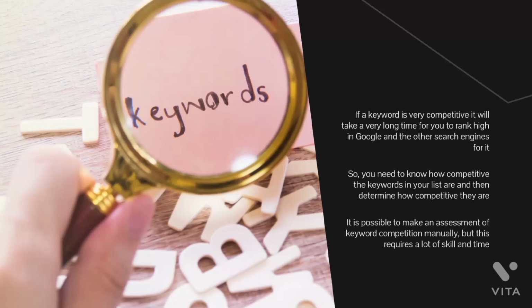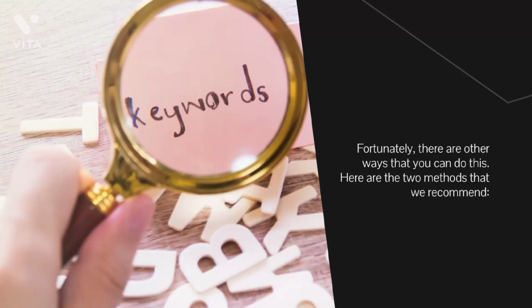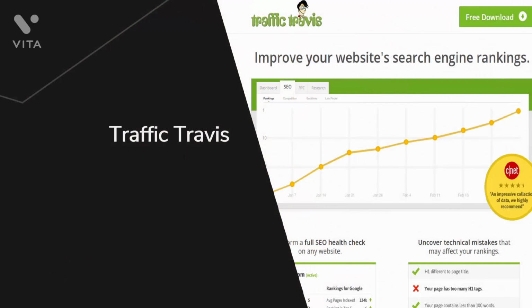It is possible to make an assessment of keyword competition manually, but this requires a lot of skill and time. Fortunately, there are other ways you can do this. Here are the two methods that we recommend. Traffic Travis. This is a really great SEO tool used by the professionals, but very few niche marketers. You can download a free version at traffictravis.com. The software does a lot of great things for SEO, but one of the most valuable is that it will tell you the competitiveness of keywords.